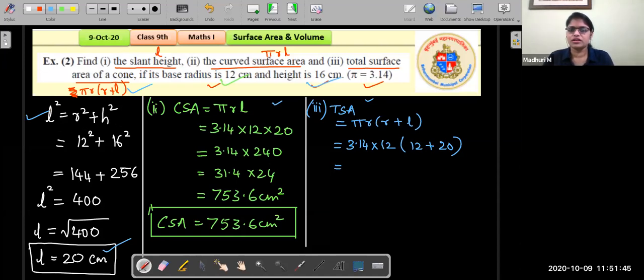And now just try to simplify this problem. So this would be 3.14 times 12 times, adding this up, you would get that to be 32. And now simplify it to get the total surface area. So simplifying, what do we get? Yes, try to solve this out. Take 10 seconds.